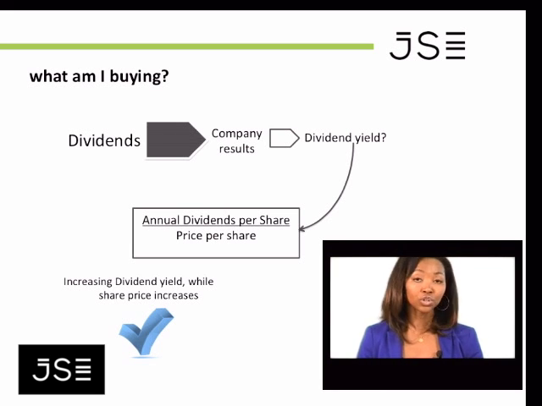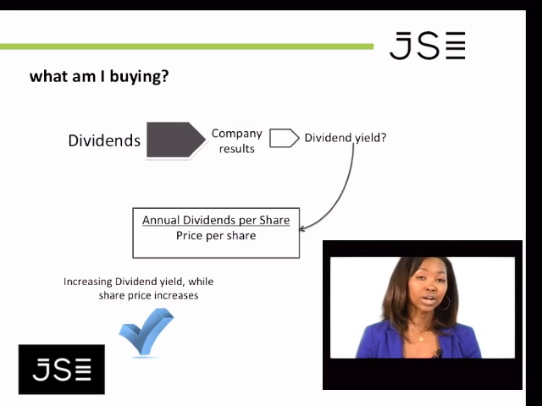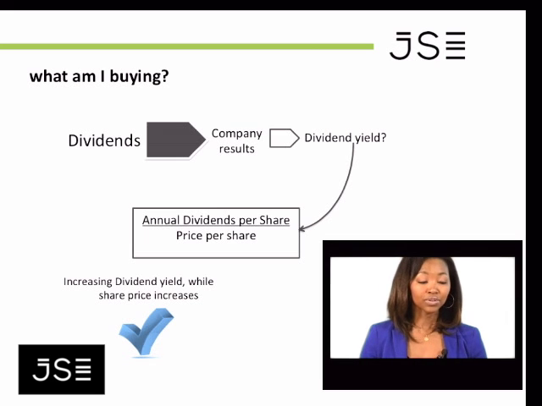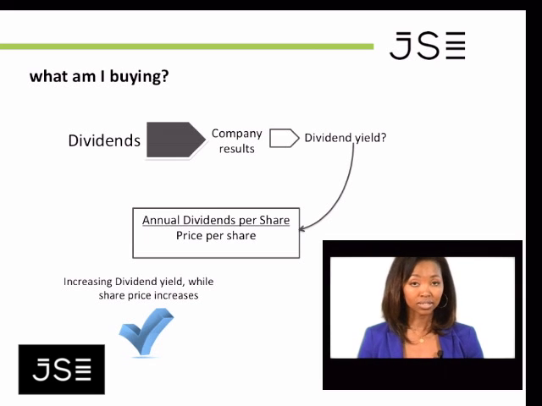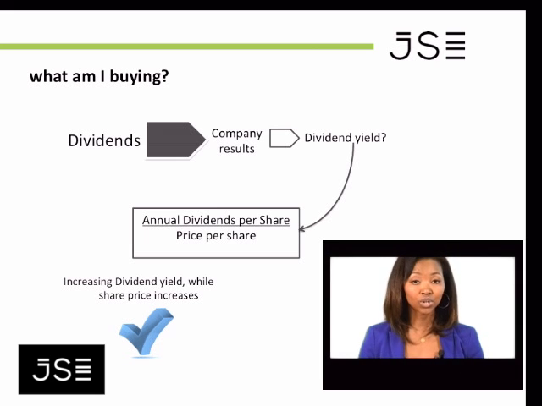So what you'd look for as an investor is a company with an increasing dividend yield while the share price increases, because if the share price increases but dividends stay the same, then the dividend yield is actually going to decrease.